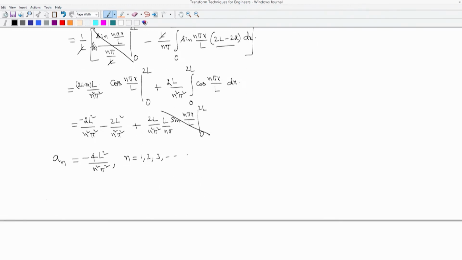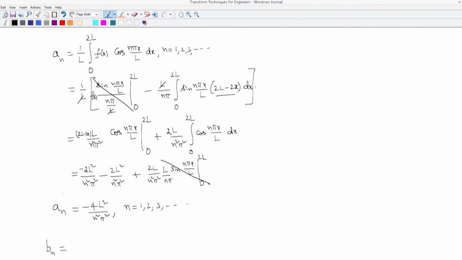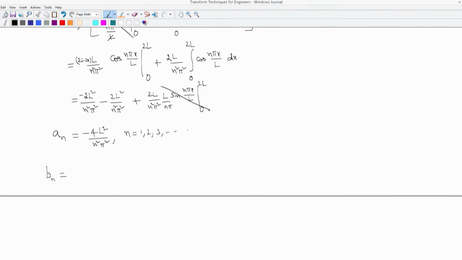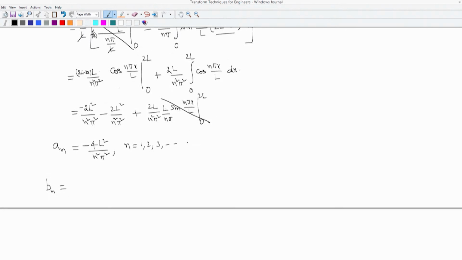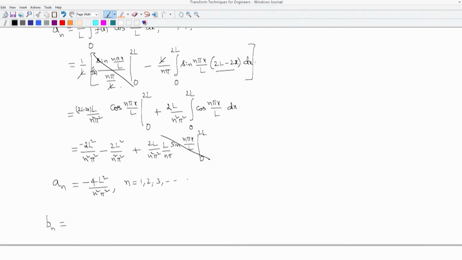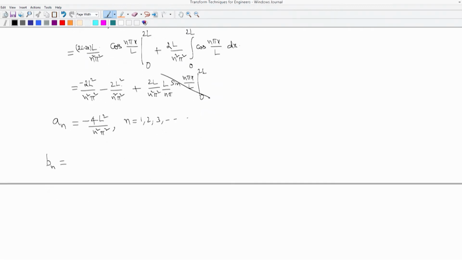Similarly, you can find B n's. So, instead of cosine, you have sine here. That is the only replacement. So, let us work out what is this B n. B n is 1 by L, integral 0 to 2 L, f x times sin n pi x by L dx, n running from 1 onwards.